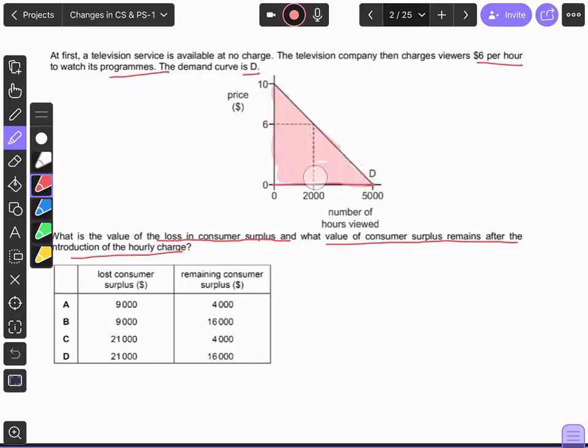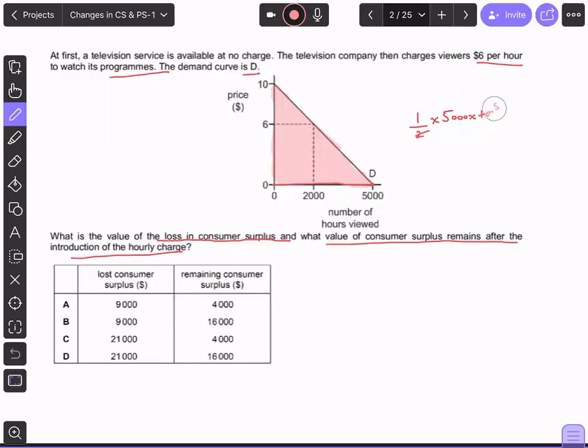सही है, so earlier the consumer surplus was this triangle. अगर आप इसका area calculate करो, so the area of triangle is 1/2 into base into height. So the base is 5,000 multiplied by height, which is 10. It was $25,000 earlier the consumer surplus. Now you have to identify the loss in the consumer surplus. अब जब उन्होंने $6 charge करना शुरू कर दिया, what is the price? What is the consumer surplus?